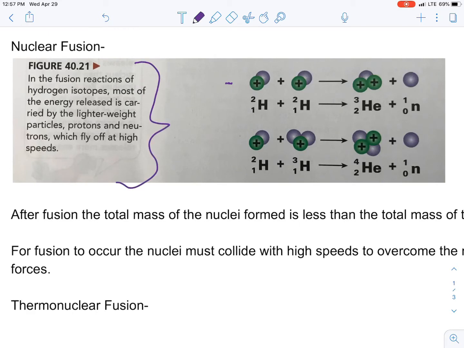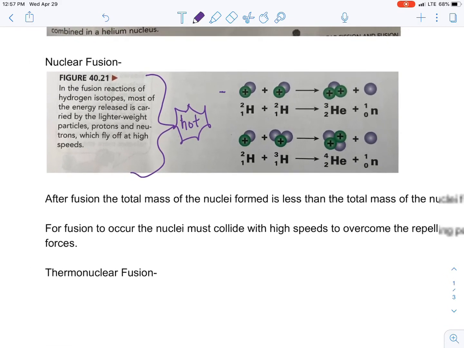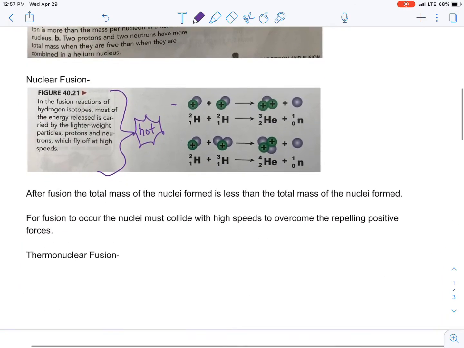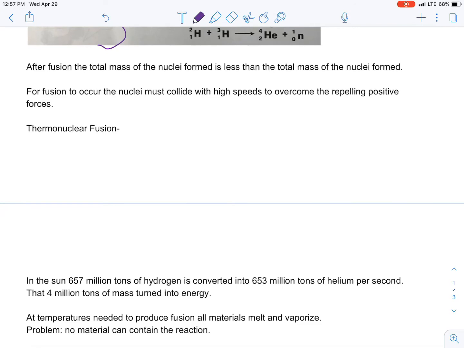To do this though, it has to be really, really, really hot. Super hot, hotter than the containers that we can make, and I'll talk about this in a little bit. This happens in the sun. This happens in the stars. It produces huge amounts of energy, and we'll talk about that in a second. Okay, so let's see, did I skip anything? No. After fusion, the total mass of the nuclei is less than the total mass that was before, and that's what we talked about. That missing mass times c squared is where the energy comes from, right? And they have to go so fast to do this.